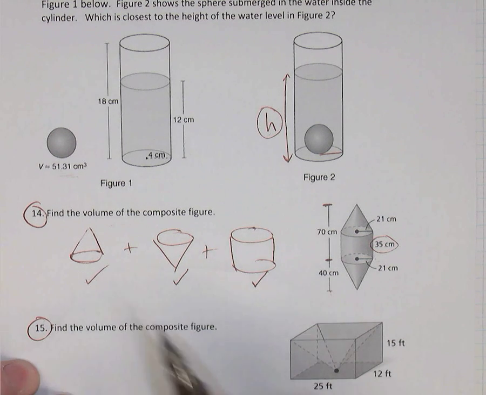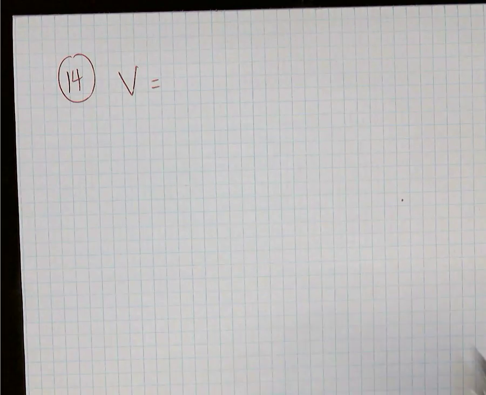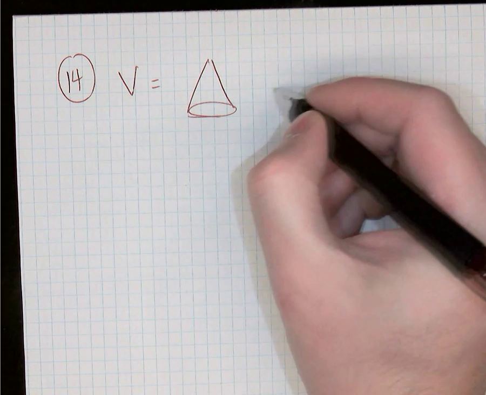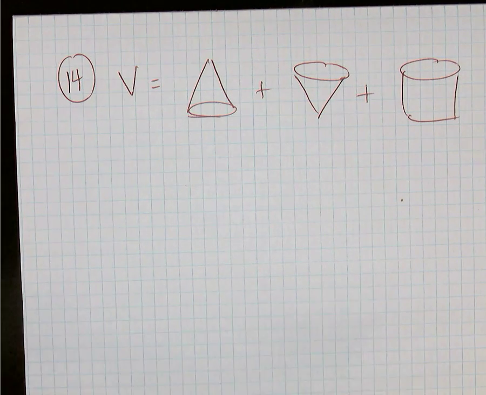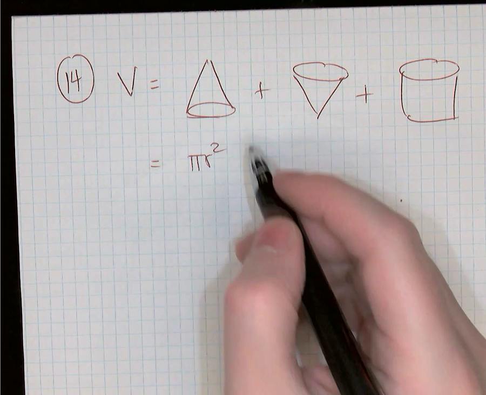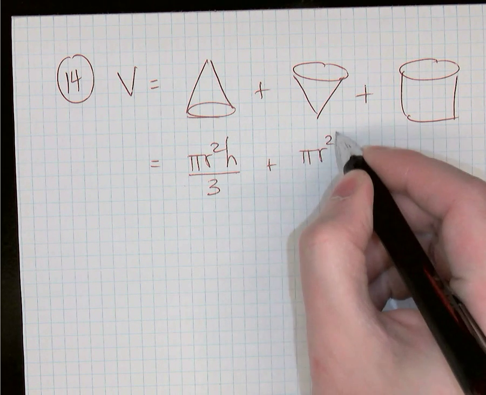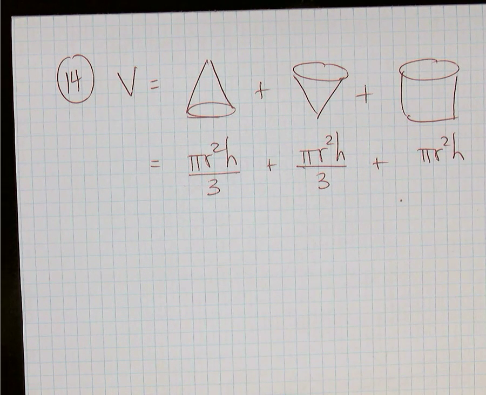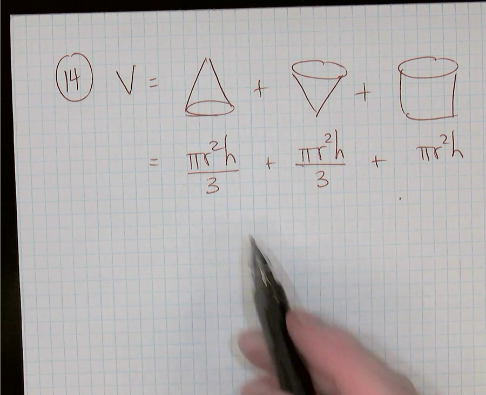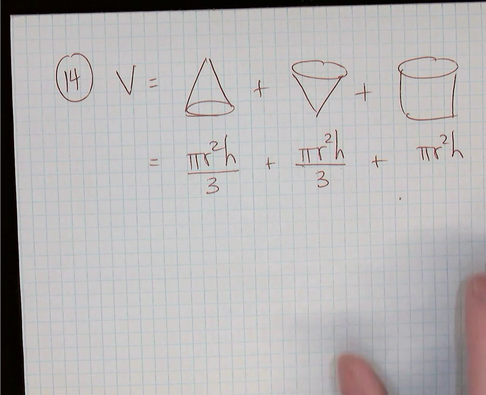So now I've got the height and radius of all three pieces. I've got a plan. So let's jump to it. So question 14, the volume of the composite figure is going to equal the volume of our one cone plus the volume of the other cone plus the volume of the cylinder. So that'll equal pi r squared, the area of the circular base, times height, divide by 3, plus another pi r squared h divided by 3, plus pi r squared h, the cylinder volume. Now, if you want to be really, really specific, you might put in there H1, H2, H3 just to distinguish them. They all have the same radius, but I'm not going to do that.